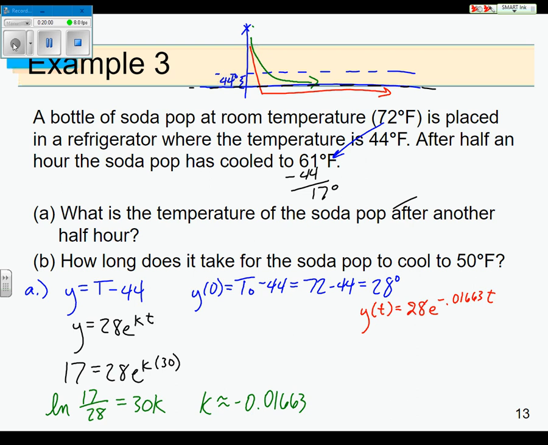So what we're going to do is take it back to the temperature in degrees Fahrenheit. To take it back to degrees Fahrenheit, I'm going to shift everything back up 44 degrees, back to where it was. And that'll put it back in Fahrenheit.